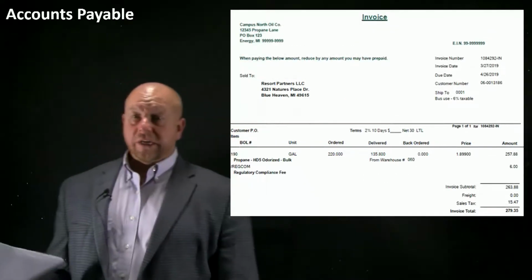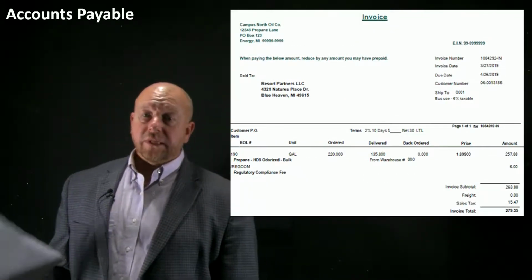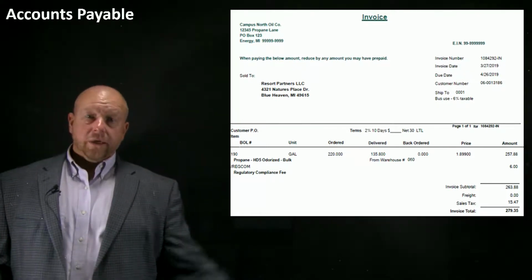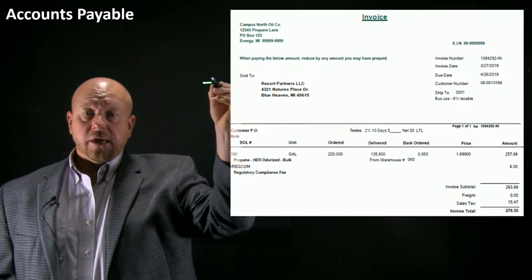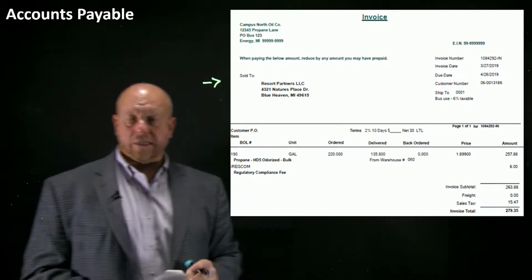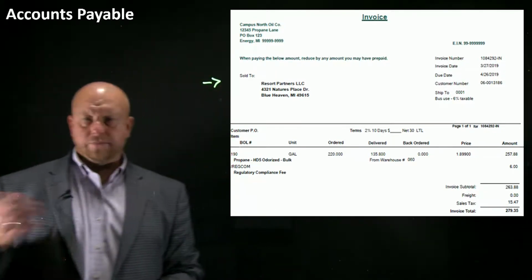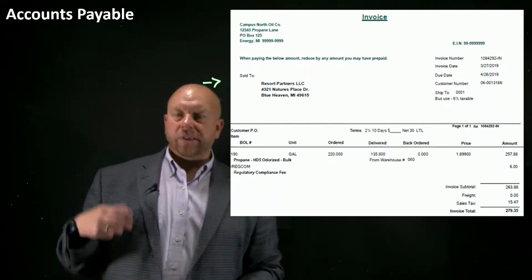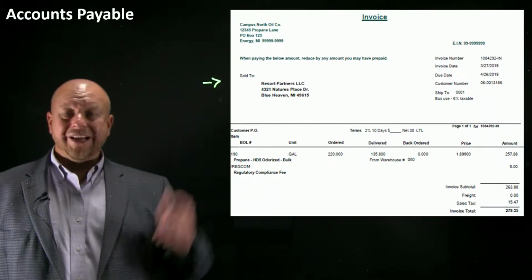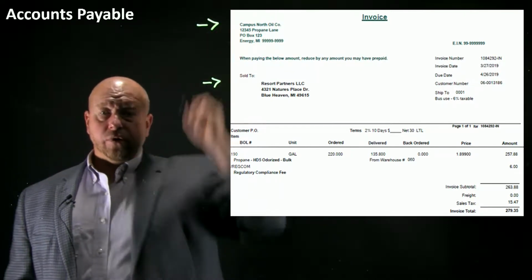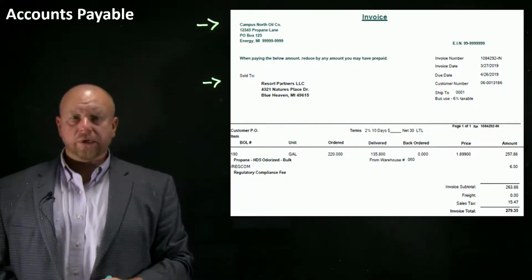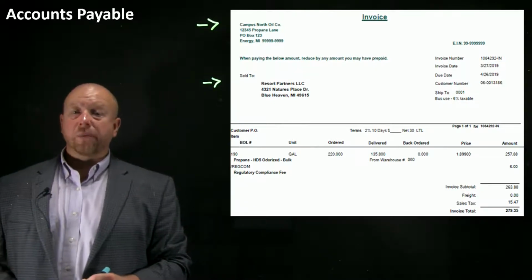Here's another example of an accounts payable transaction, but this one involves a potential discount. So we have an invoice, and we're doing the accounting for Resort Partners, LLC. This is a company that operates a vacation rental in northern Michigan, and Resort Partners has received a propane invoice from Campus North Oil Company. Okay, so refill the propane tank.